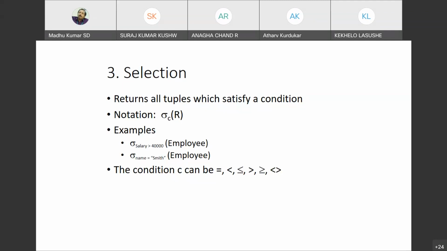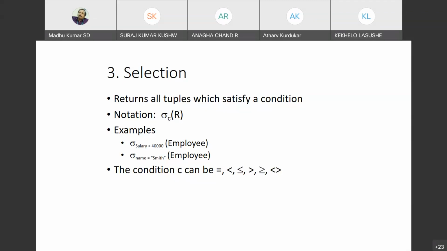All right. Now, selection is a unary operator. As you know, it returns all tuples which satisfy a given condition theta. So here you see sigma theta R, where theta is a condition. The selection is applied to R, and those tuples which satisfy the condition will be listed. Two examples are given: select salary greater than 40,000 from employee, or select the tuple corresponding to the employee name Smith.